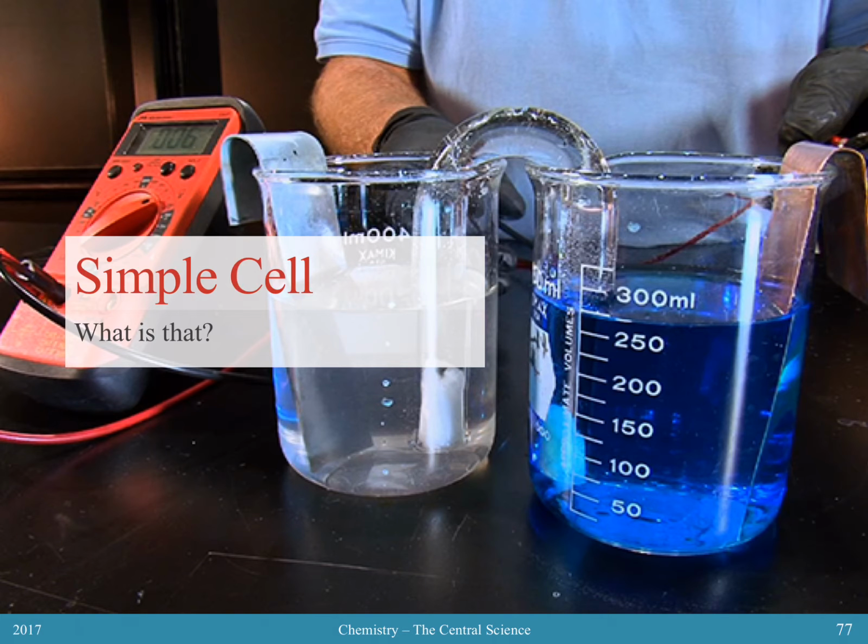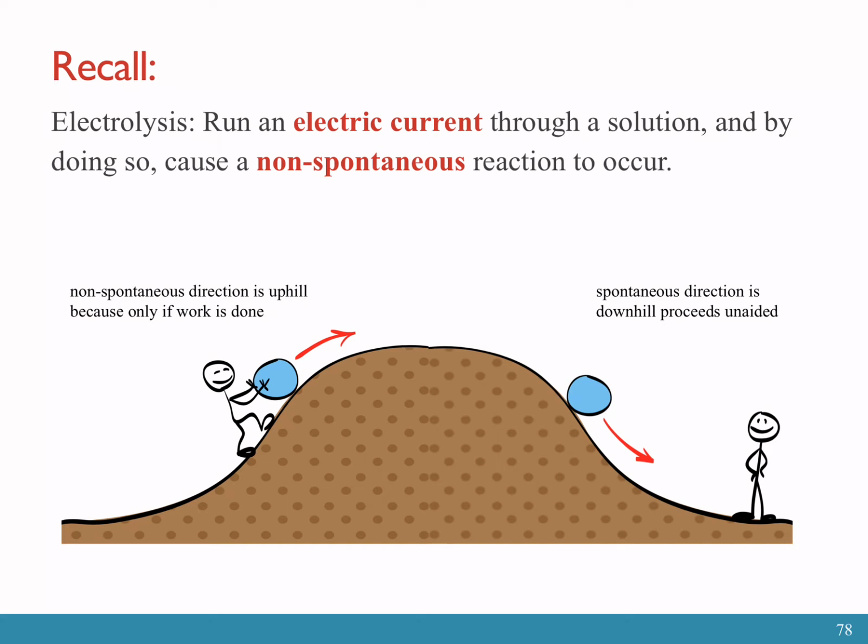Okay, welcome back. So this is the video on simple cell. So recall, the point of electrolysis is that we want to run an electric current through a solution, and in doing so, we can cause a non-spontaneous reaction to occur.